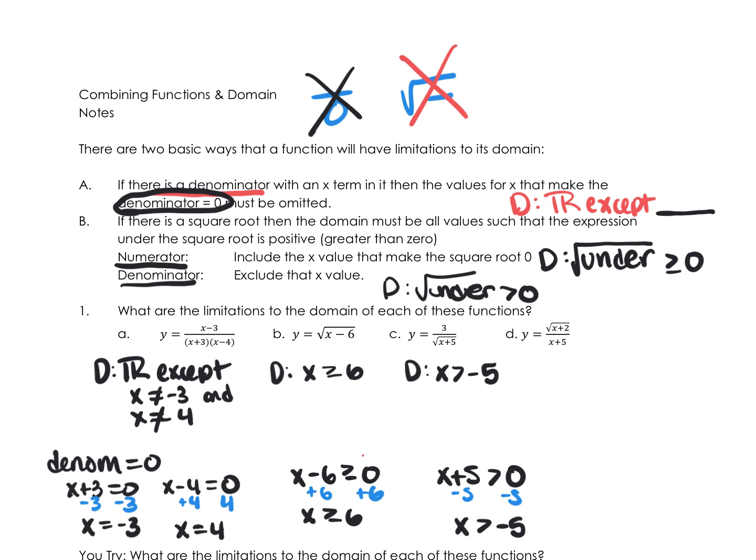Any questions about these three? These are the three main situations you're going to run into. So no radicals, something in the bottom, radicals in the top, and radicals in the bottom. Any questions about those?